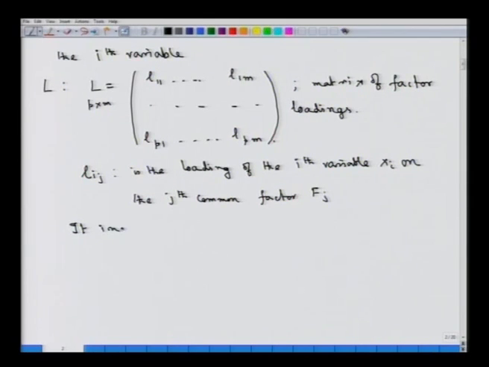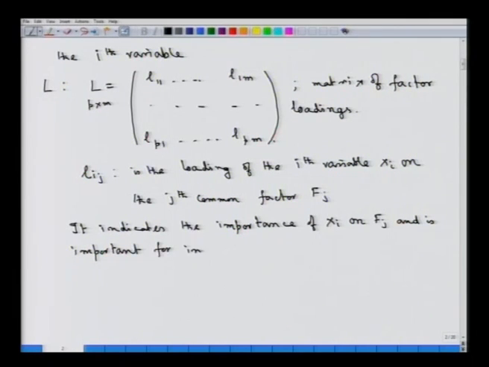Now this has an important role to play. It, of course, is Lij, of which we have pm of them. It indicates the importance of xi on the jth common factor fj, and thus is important for interpretation of these common factors, right. Now this is what thus is the factor model, the factor analysis model.